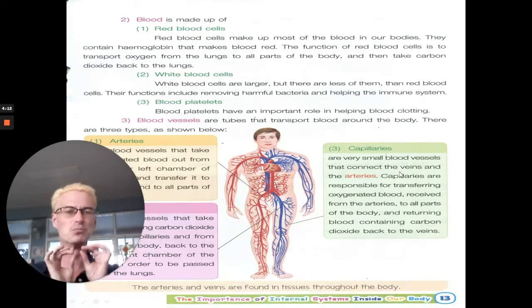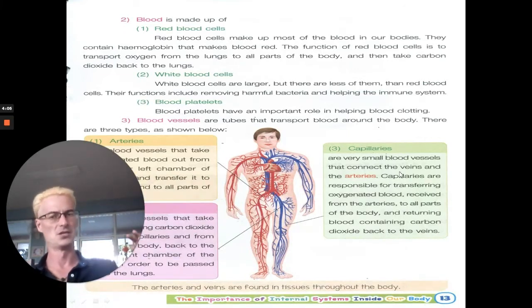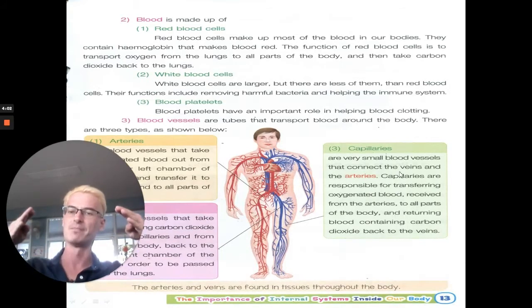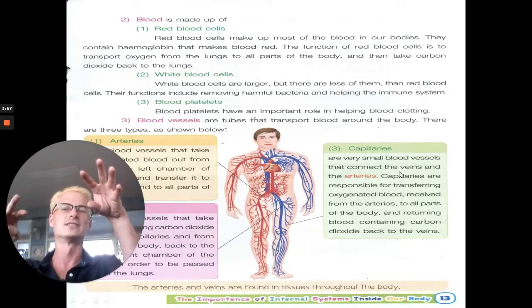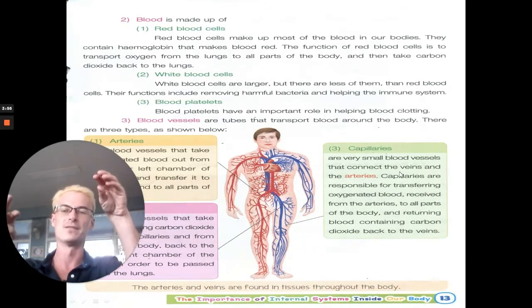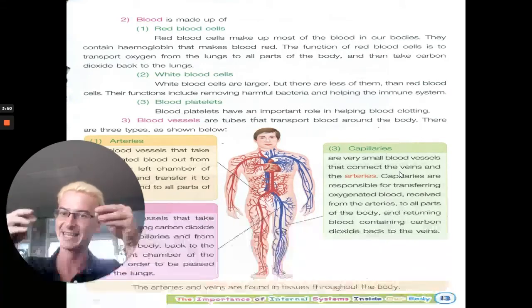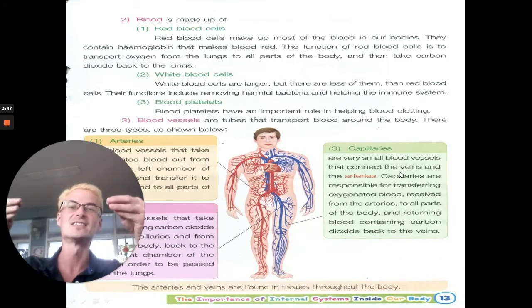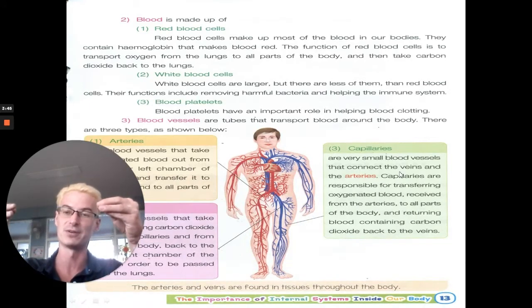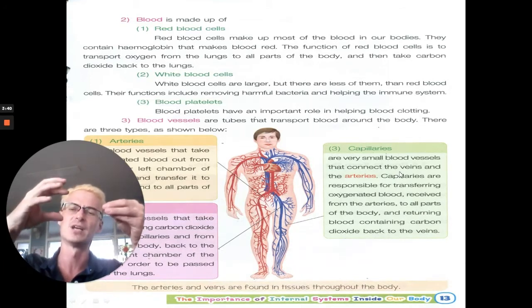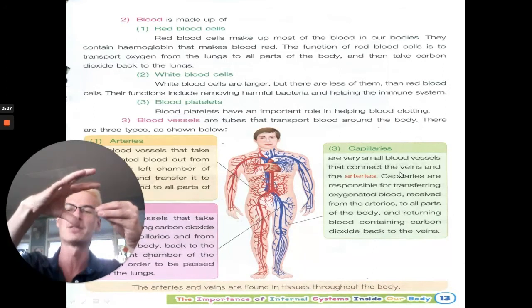Capillaries are very small blood vessels that connect the veins and the arteries. For example, here is going the vein, here is going the artery. The artery brings oxygenated blood, and the vein takes the blood rich with carbon dioxide and brings it back. But they have to get connected between each other. And this is the first function of capillaries, because it divides into a very big quantity of capillaries.